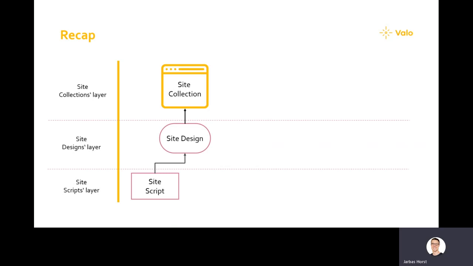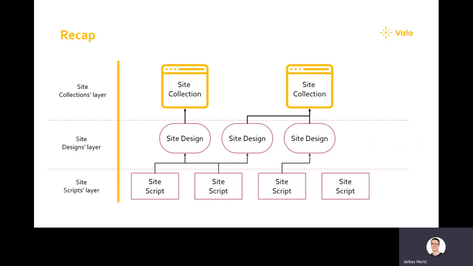Now, this is my example, and this is how it looks in real life. You may have two different site scripts being used in a site design. You may have different site designs sharing the same site script. You may have different site designs being applied to a site collection. And it's also possible to have a site script or maybe a site design with no association, as in this case here. So I have a site script. It's not associated to a site design. It's just there.